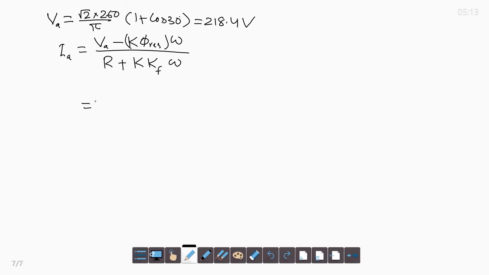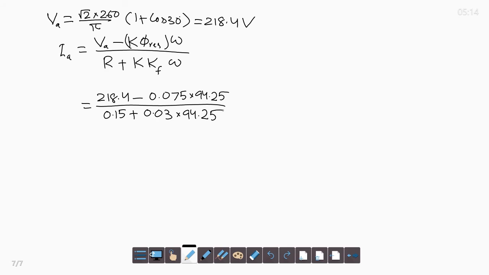So, VA is 218.4 minus K phi residual is 0.075 into 94.25 divided by R is 0.15 plus KKF is 0.03 into 94.25 using the values. So, this is 70.98.